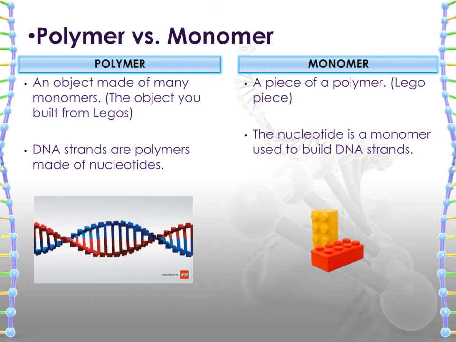Like the DNA strand below, made of Lego pieces, the monomer is the building block used to make objects. These are like the individual Lego pieces. When it comes to DNA, the DNA is the polymer and the nucleotides are the monomers.